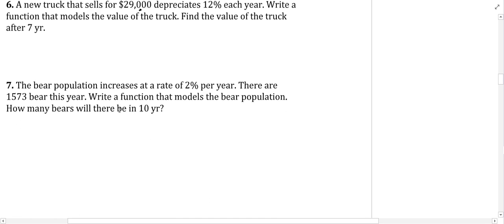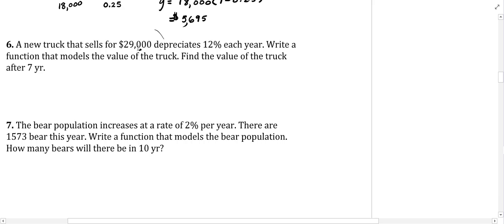All right, so a new truck that sells for $29,000 depreciates 12% each year. So depreciate means that this is going to be decay. So it's going to be 1 minus r. 29,000 is the original value, the initial value, the y-intercept. The rate is going to be 0.12, so we have to put it in decimal form. And we want to know the value when x equals 7.